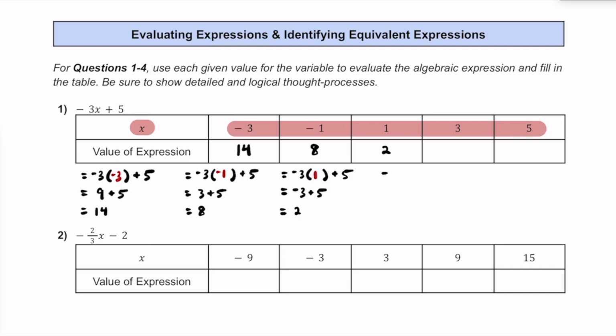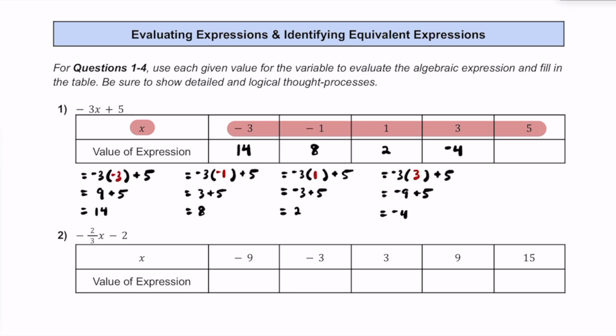What about when x is equal to 3? Let's take this negative 3 and multiply that by positive 3 this time, and then add on 5 afterwards. So negative 3 times 3 is going to be negative 9. Negative 9 plus this 5 is going to equal negative 4. So when x is positive 3, we know the expression is equal to negative 4.